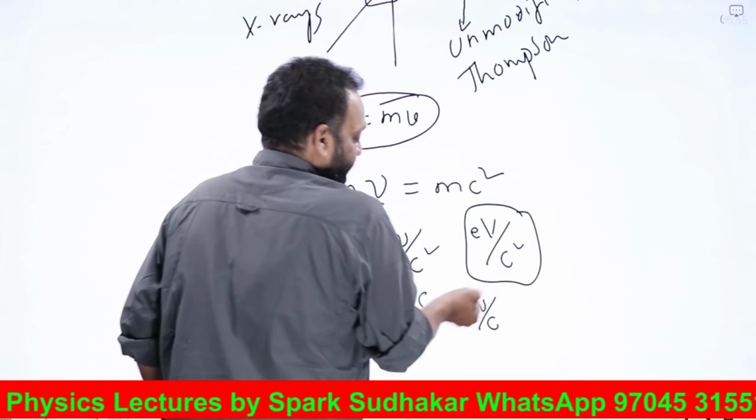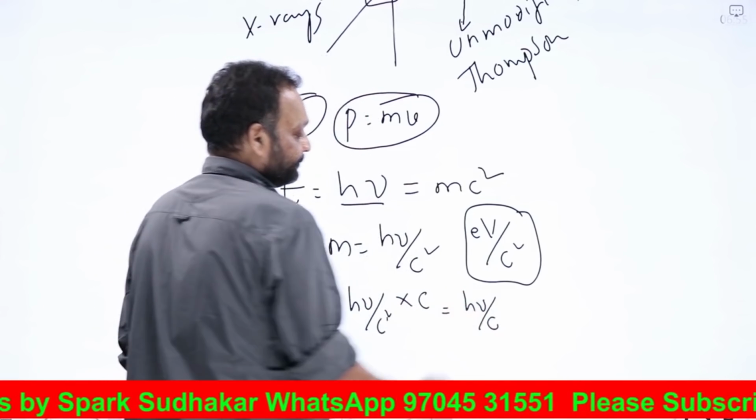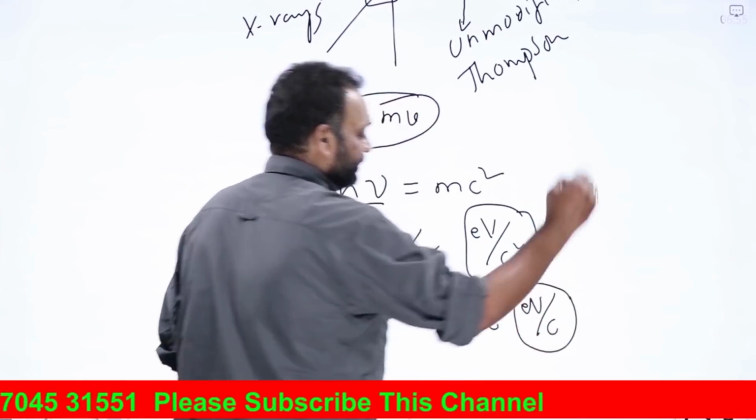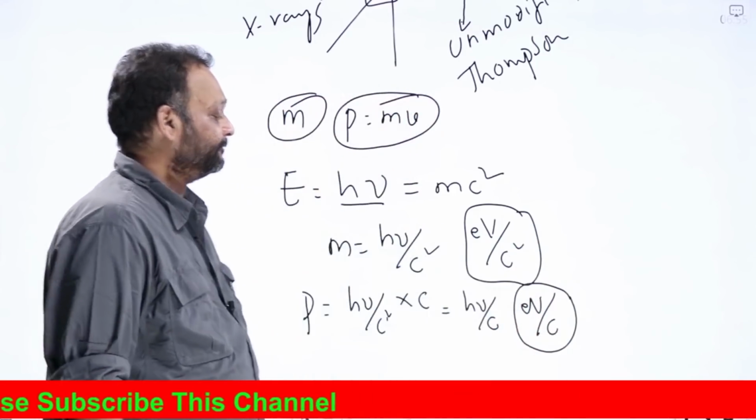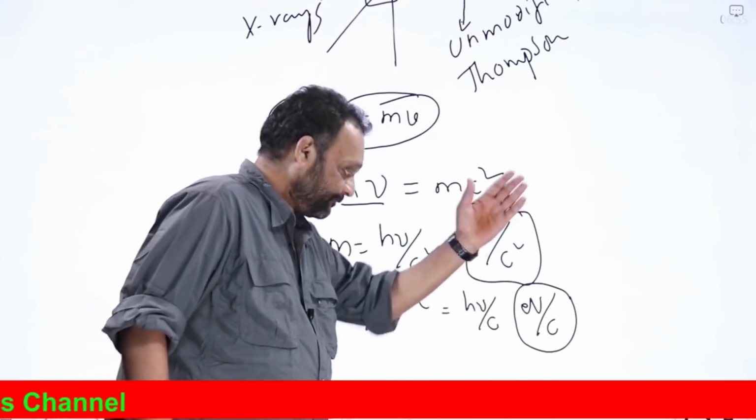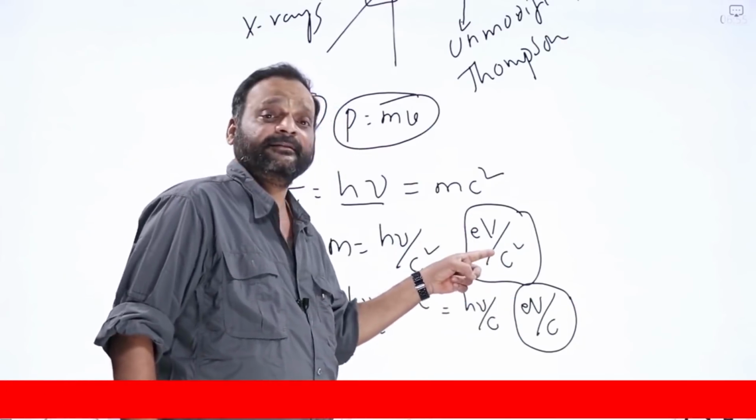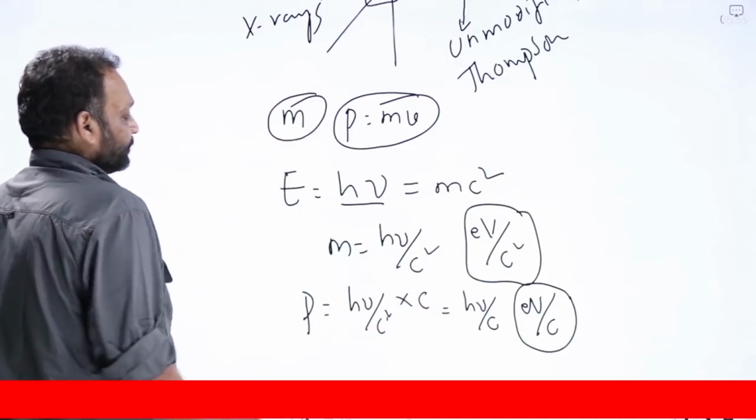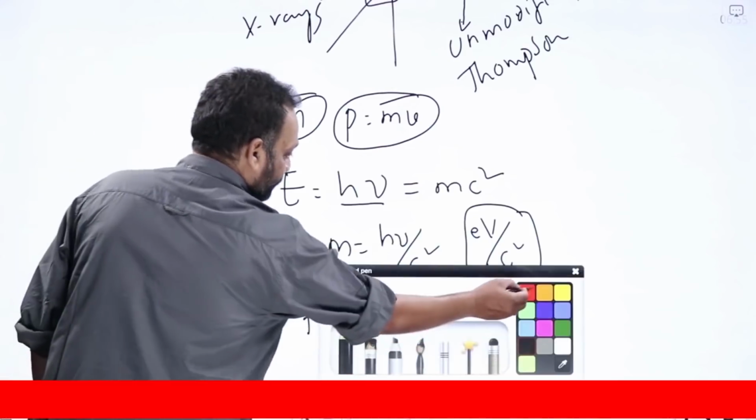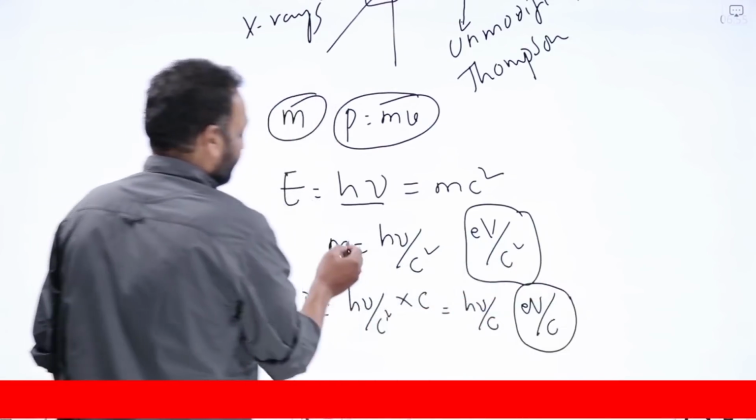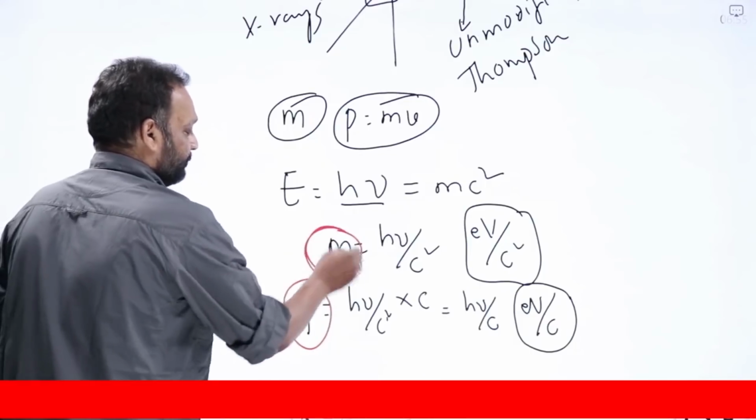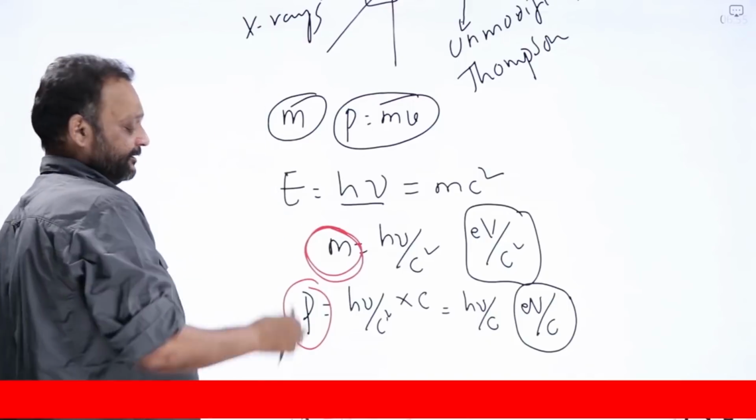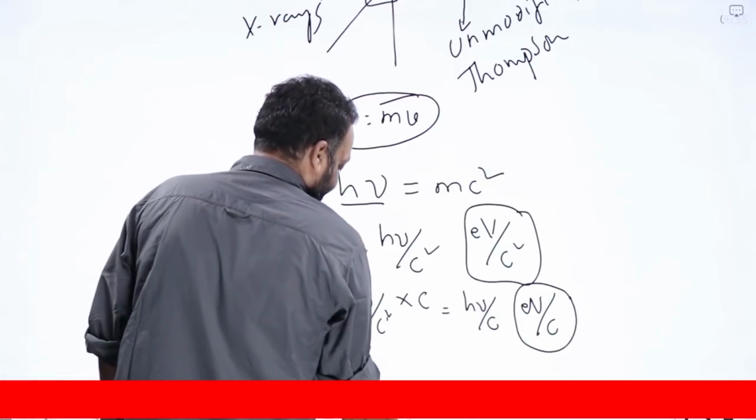Now in particle physics, this has become the unit of momentum. The units of h nu by c are electron volt by c. eV by c is taken as the unit of momentum in nuclear physics and particle physics. eV by c square becomes the unit of mass for elementary particles. So the photon now has some momentum and mass also. So he applied the conservation of momentum principle apart from conservation of energy.